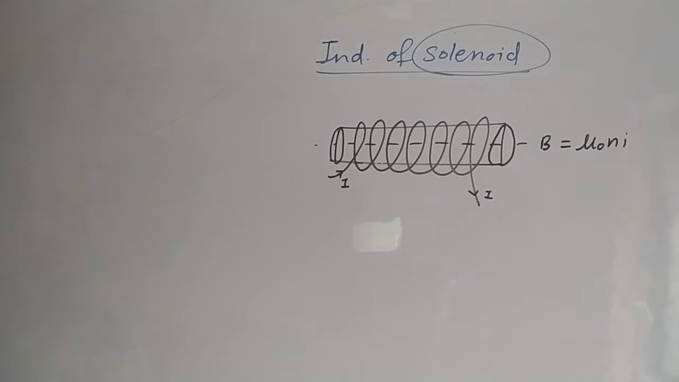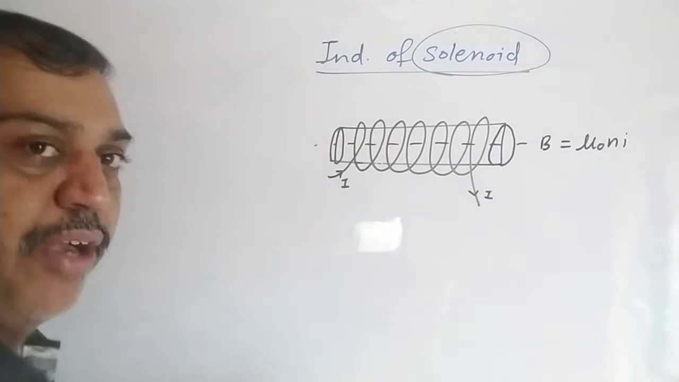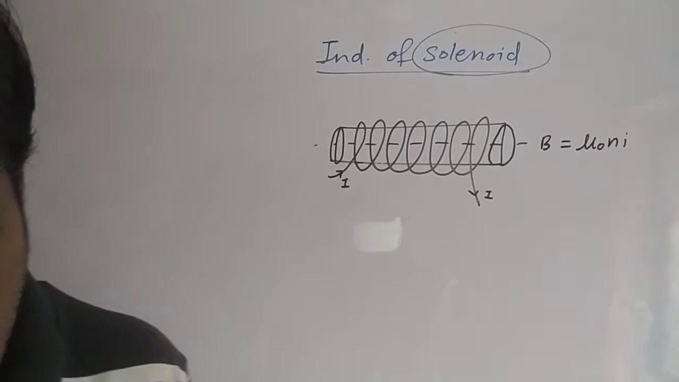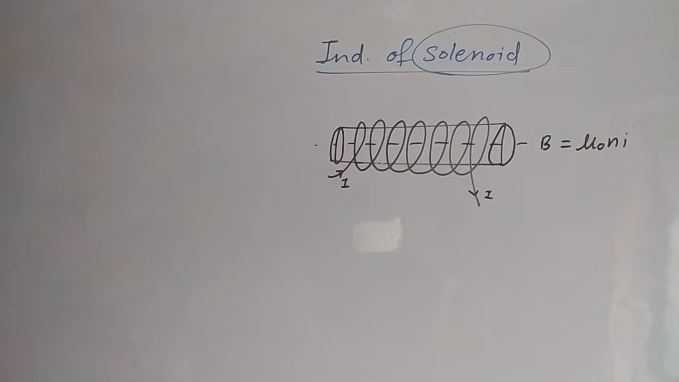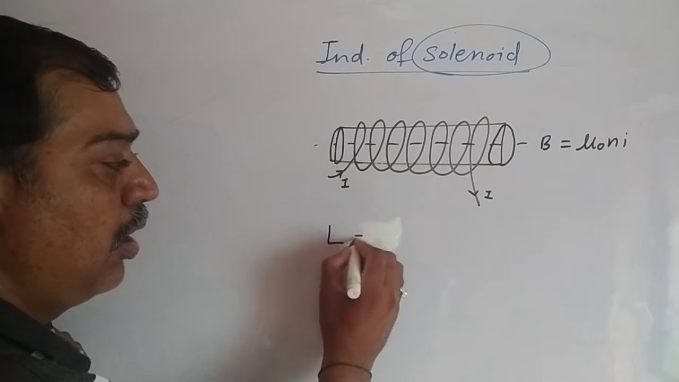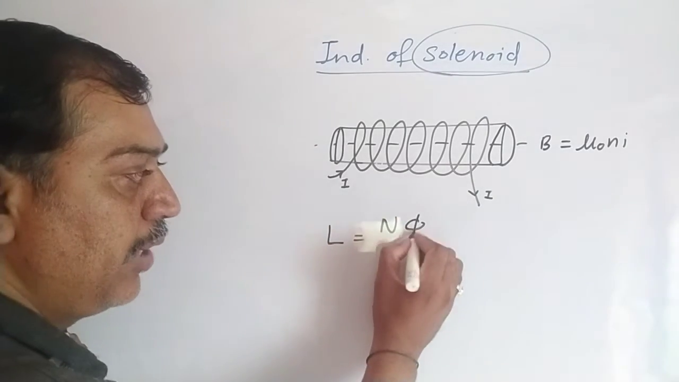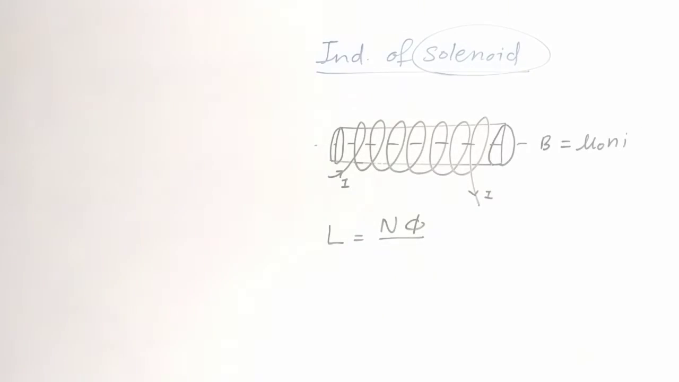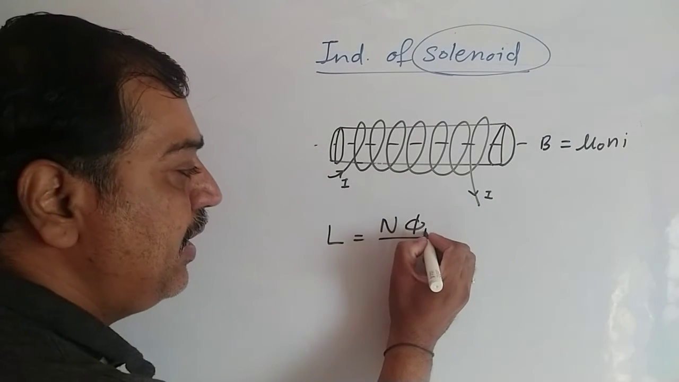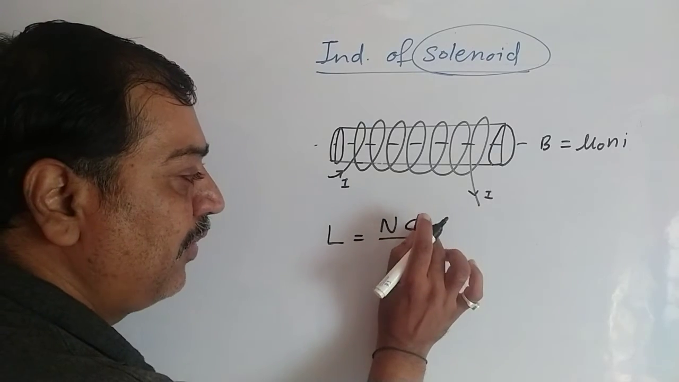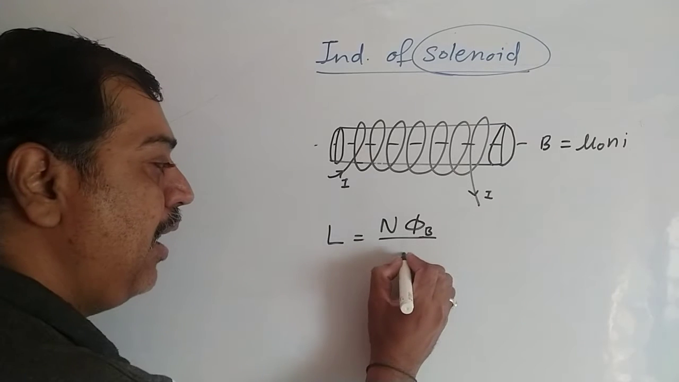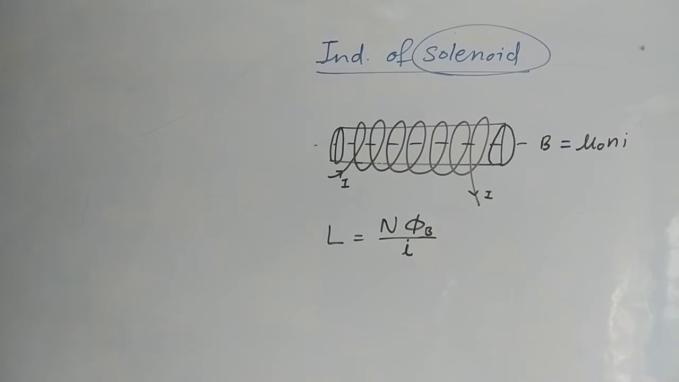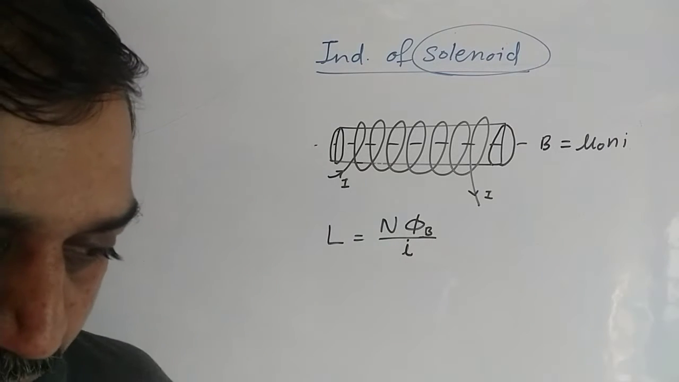This is nothing but a solenoid. I hope all of you get an idea about the solenoid. So this is the magnetic field produced at the center. Now, what is the value of self-induction? We have derived L equal to N phi B divided by I, where capital N is the number of turns, phi B is the magnetic flux, and I is the induced current. That gives the self-induction, which we have already learned.